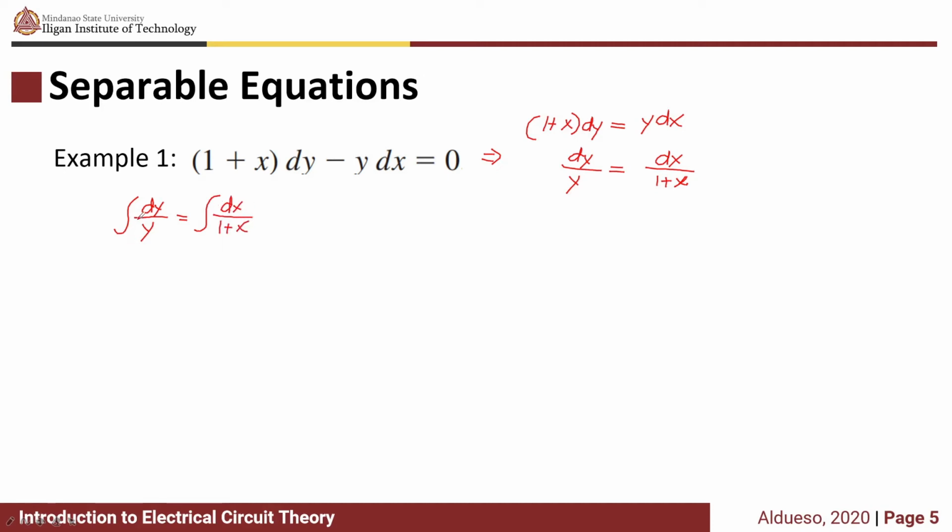We have the integral of dy over y equivalent to ln of y, and for the integral of dx over 1 plus x, we let u equal 1 plus x, or du equivalent to dx. We have du over u, so this is equal to ln of u, or ln of 1 plus x, plus an arbitrary constant. So solving for y, we have y is equal to e to the ln of 1 plus x plus c.